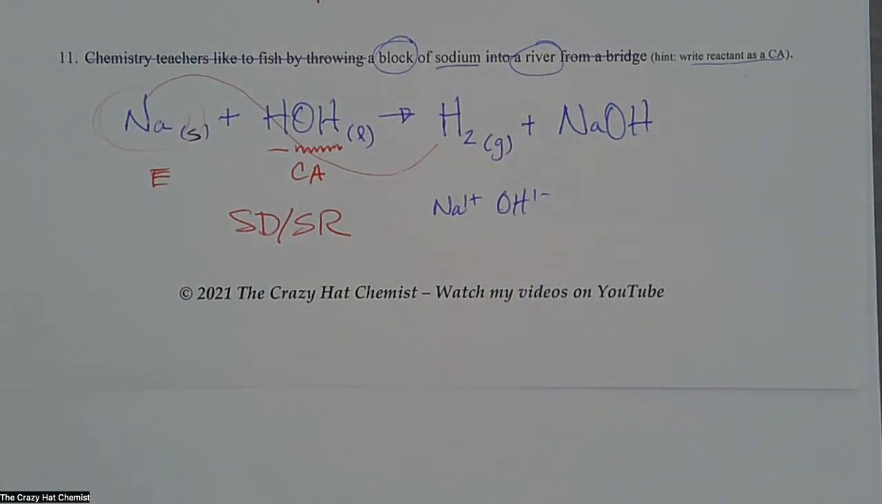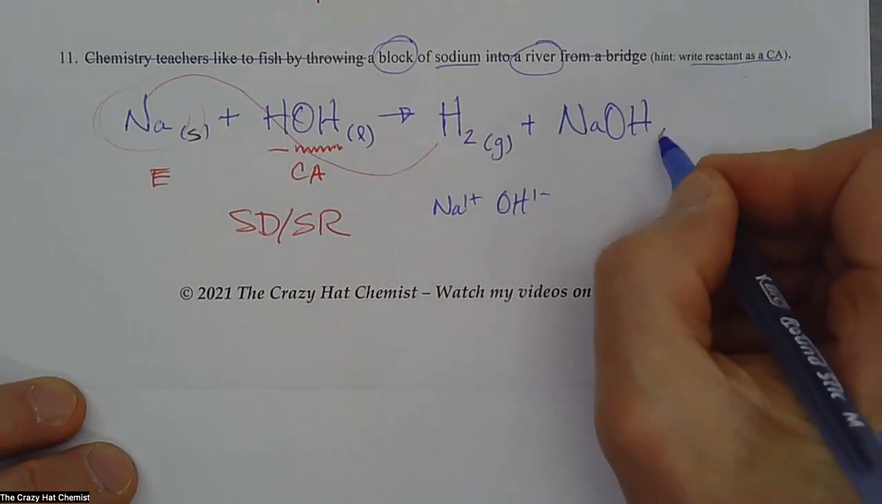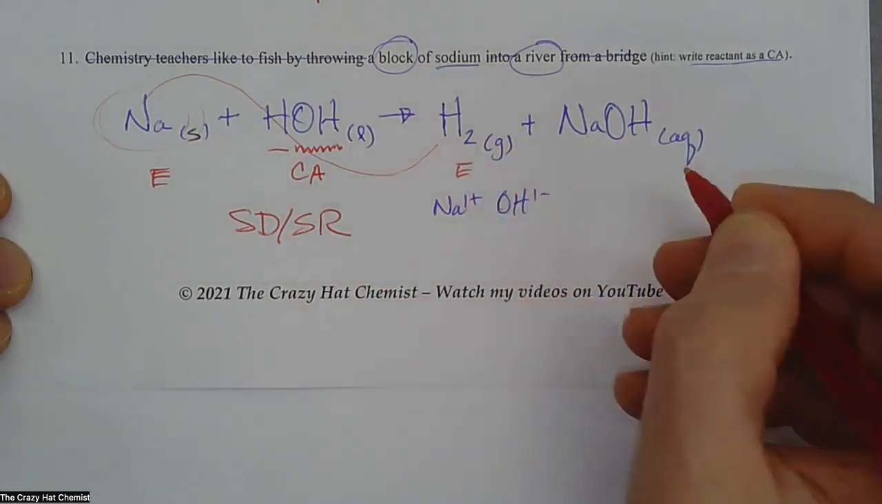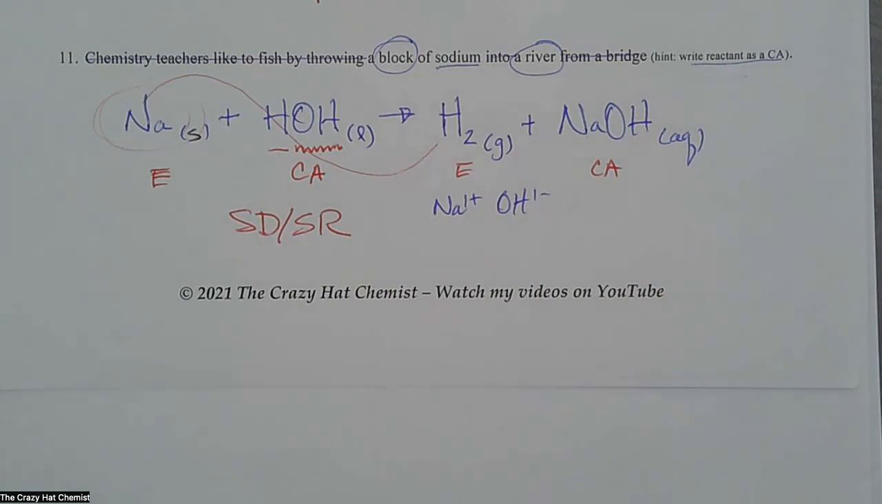Okay. And anything with sodium in it is aqueous, so I'm going to write aqueous for this. All right, and so now we have our characteristic pattern of a single displacement. That's an element and a cation anion on the product side. So hopefully that works for you.